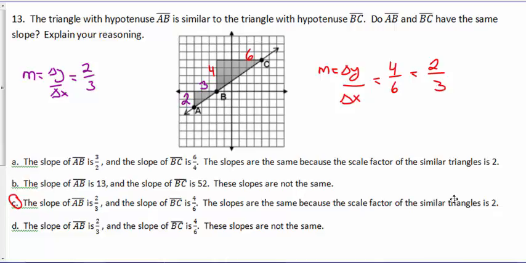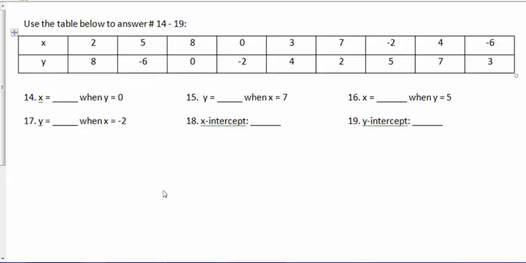You remember dilations? So if this changes and y is 2 and this is 4, so how did I get from 2 to 4? I multiplied it by 2. And this run, this x, changing x, is 3. How do I get it to be 6? I multiply it by 2. So it does have a scale factor of 2. So the correct answer is C. Now, 14, 15, 16, 17, 18, 19. Let's take a look at those.